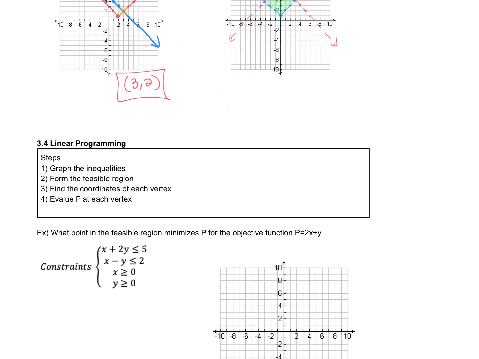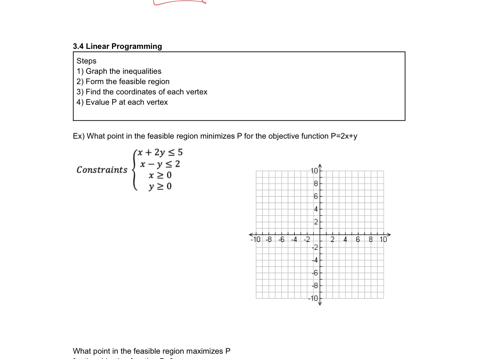Okay? Linear programming, the last part for this. Okay, so this is the one where you graph the inequalities. So usually there's around 4 of them. Form the feasible region, so that's the shaded region for all 4, or however many inequalities there are. Find the coordinates of each vertex of that region, and then evaluate it for p or whatever function they give you for each vertex. So let's begin.